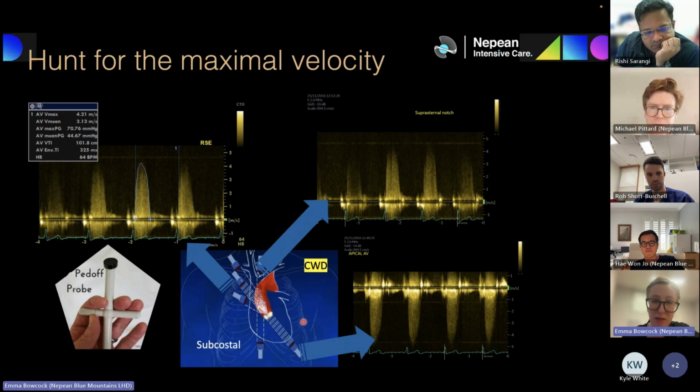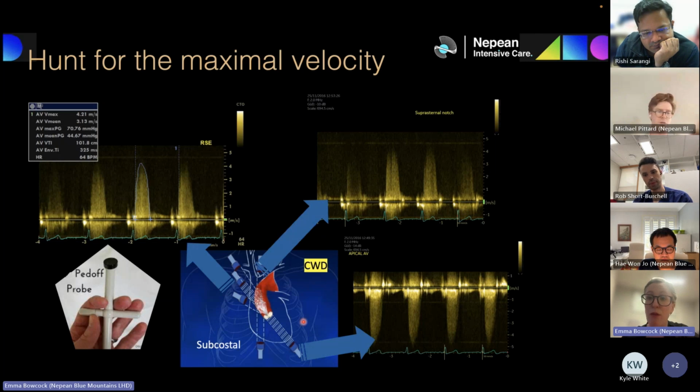So if you don't remember anything else, this is probably the most important slide to me. I'll talk about some of the problems in critical care, but we need to be hunting for that maximal velocity. And it's really quite hard. If you only stick with apical views, whether 3 or 5, you're going to miss the highest velocity in about 20% of patients, which could have significant implications potentially.